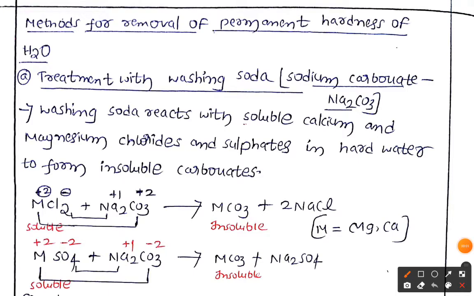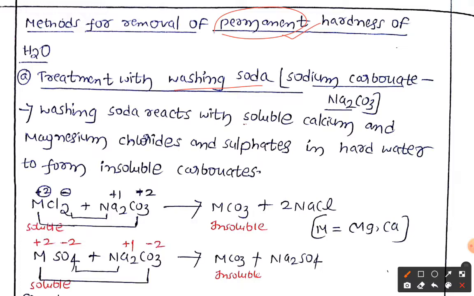Hello students, let us discuss now the removal of permanent hardness of water. In the last video we came to know how to remove the temporary hardness of water. Now let us discuss how to remove permanent hardness of water. In this, the first method is treating with washing soda.